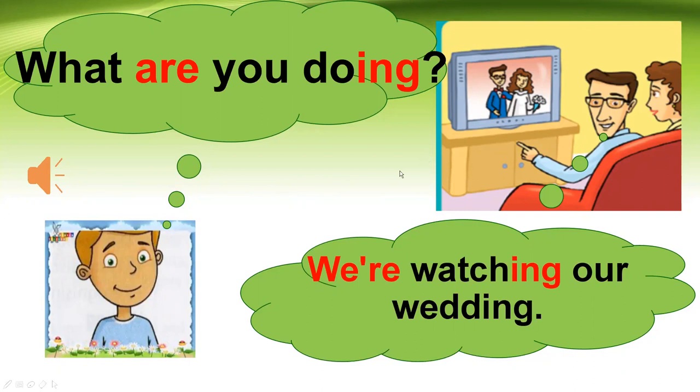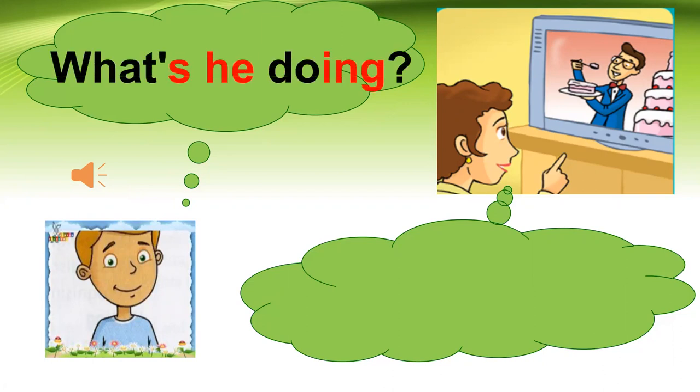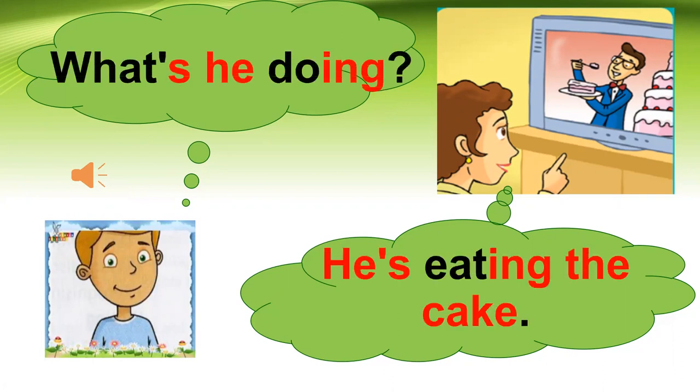Okay. Next, you listen. What's he doing? He's eating the cake. Again. What's he doing? He's eating the cake. Okay, your turn. Good. Question, what's he doing? Answer, he's eating the cake. Good.